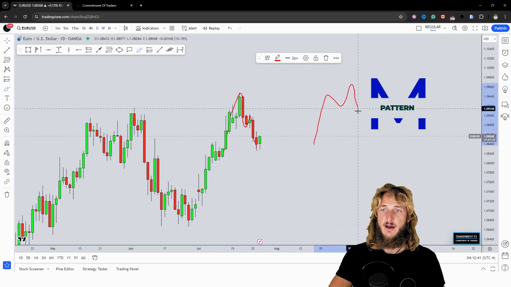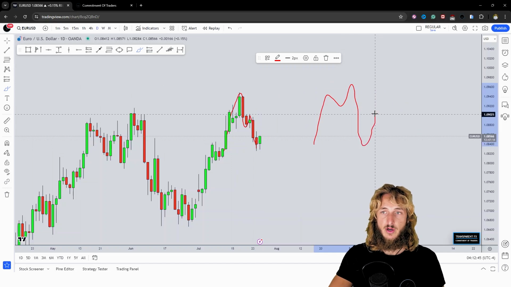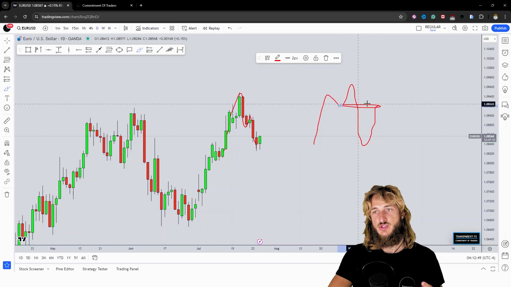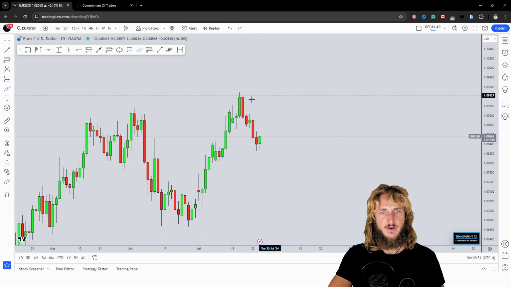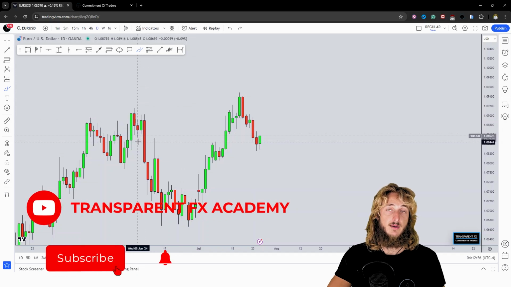And in general, after the creation of an M pattern, as explained many times, we have a good probability of seeing a rejection to the upside, completing the M pattern at the neckline, which is the previous support turned resistance. In fact, that is how most of the time the market reacts to such price action.